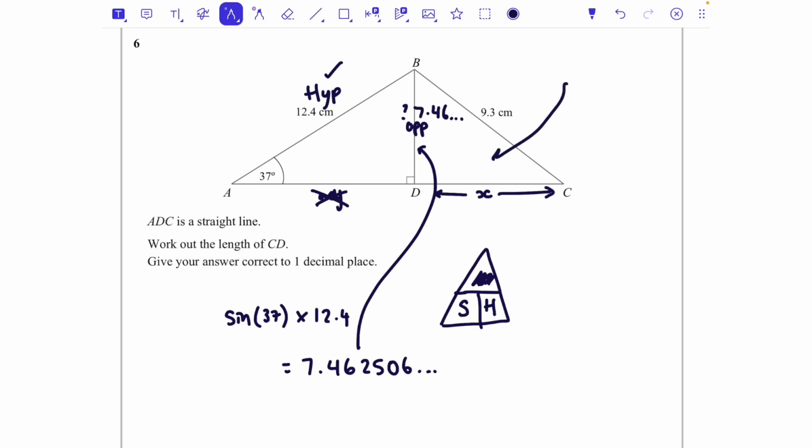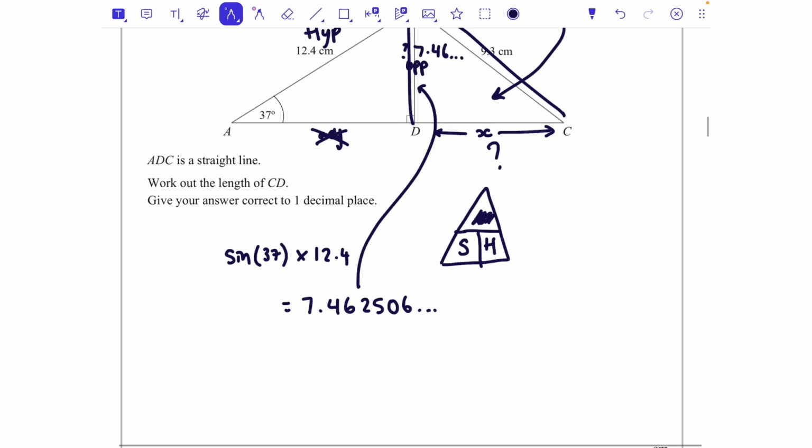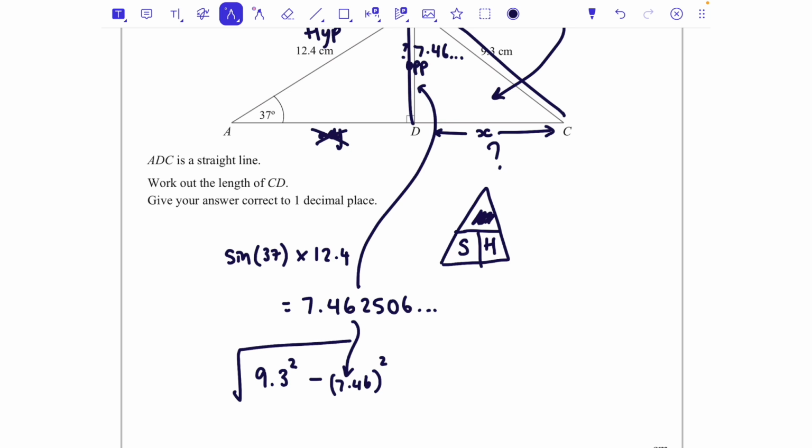Looking then at this triangle, I now know this side and I want to know this side. So when you know two sides of a right angled triangle and you want to know the third side, that's going to be Pythagoras. So I'm going to do 9.3 squared, take away this value, 7.46 squared, and then I'm going to square root my answer.